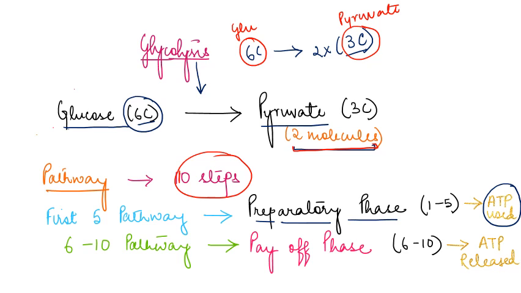And the next steps, 6 to 10, we call the payoff phase. Why do we call it the payoff phase? Because here ATP is released. So there are basically two phases, the preparatory phase and the payoff phase. In the preparatory phase ATP is used up, and in the payoff phase ATP is released.